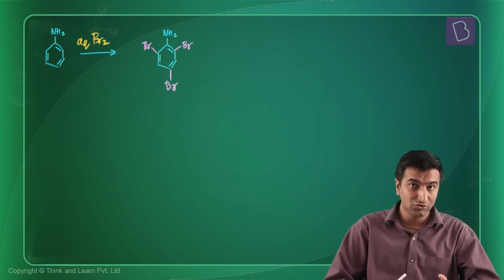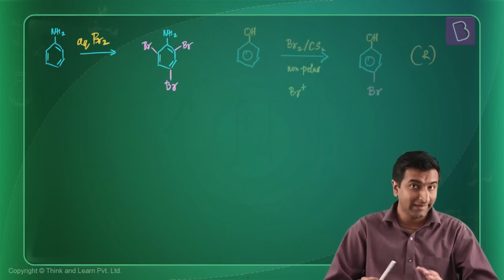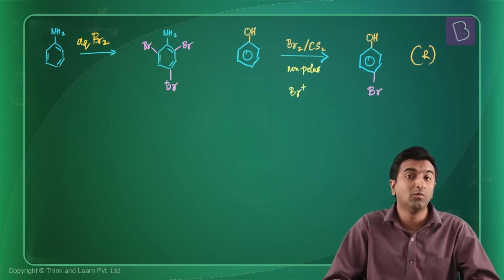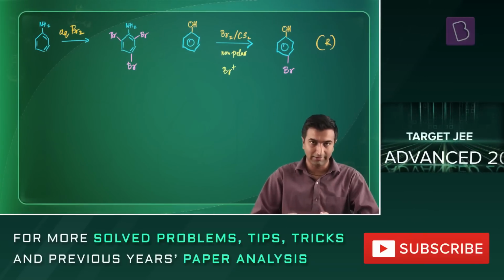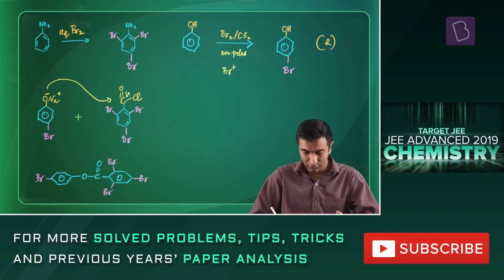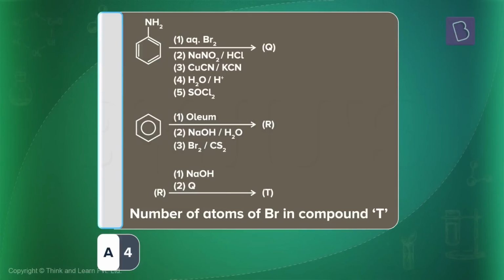The first thing, NH2 group was ring activating. That added 3 bromine atoms. And in the second scheme, in the middle, we added CS2, which is a non-polar solvent. So not enough bromonium ions, we have plus ions. So you would get a para product there. And then when both of these combine in this manner in the last scheme, you get this product. And the answer is 4.